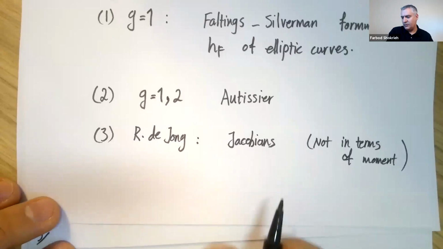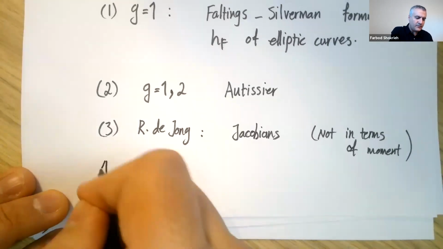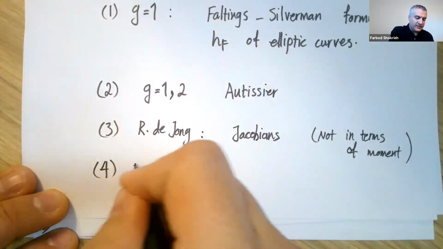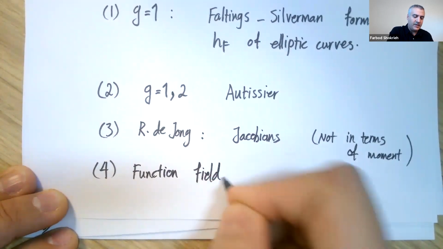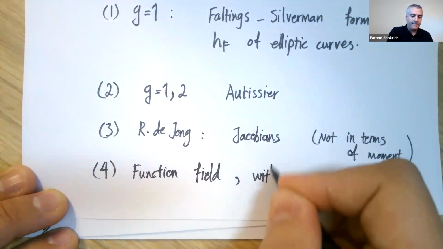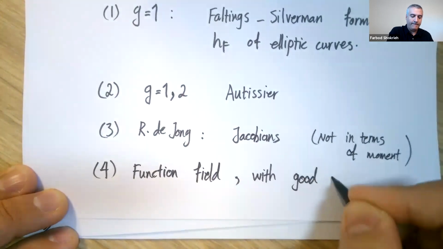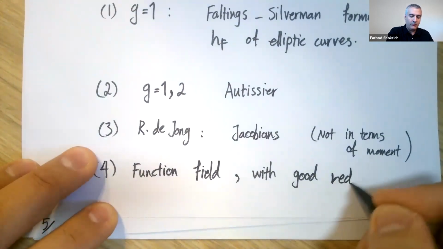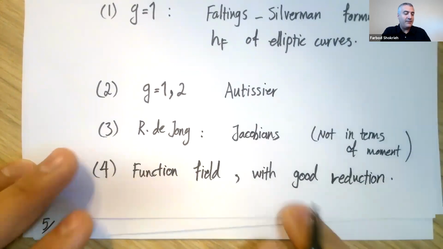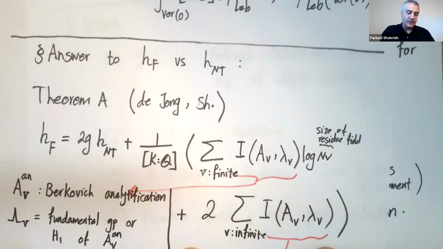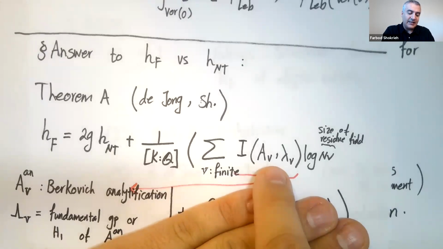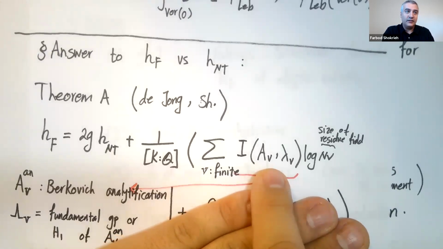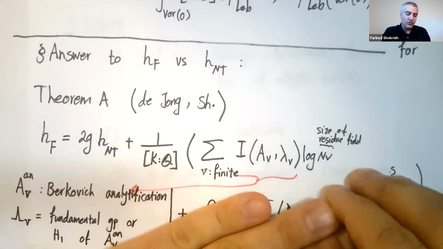But maybe more to the point, in the case of function fields, with good reduction everywhere, what happens in the formula? First of all, we are working with function fields. We don't worry about this infinite place. If you have good reduction everywhere, the lattice that you get at every place is 0. So the 0 lattice doesn't have any moment, so you don't get this either.